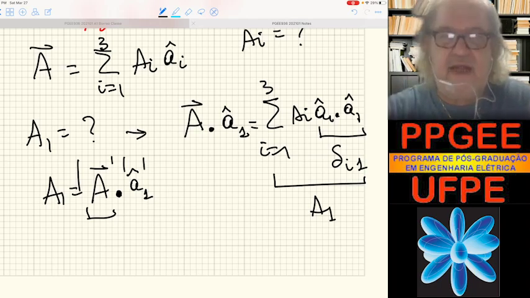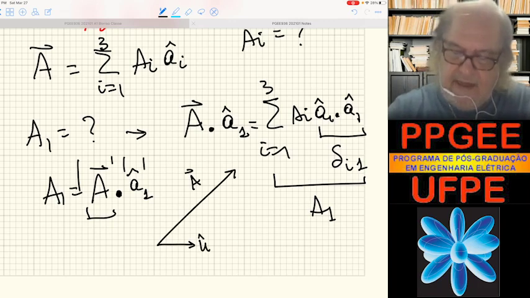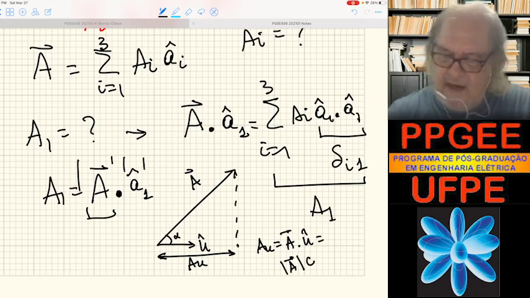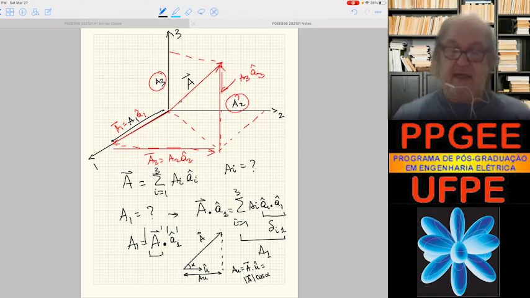Calculating the projection of one vector along a given direction. You just have a vector, you have a direction defined by versor u, the projection, let's call it Au, simply is A dot u, which is magnitude of A cosine of alpha times magnitude of u, which is 1. So that's how you calculate projection. Define a versor along the direction to which you want to project your vector. So that's how you do decomposition of vectors.